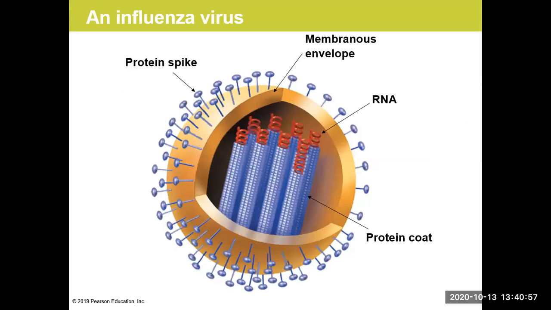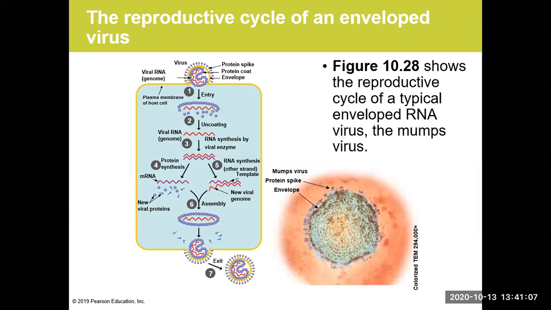This is what an influenza virus looks like. You look at the RNA in the center with the protein coat surrounding it, and then the membranous envelope with the protein spikes. This figure illustrates the reproductive cycle of a typical RNA virus that is enveloped. This is the mumps virus.